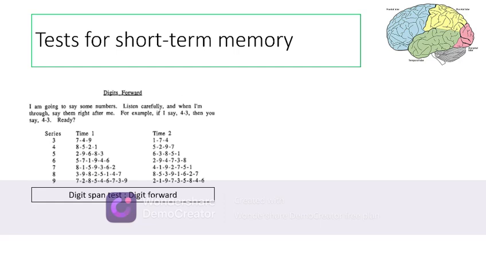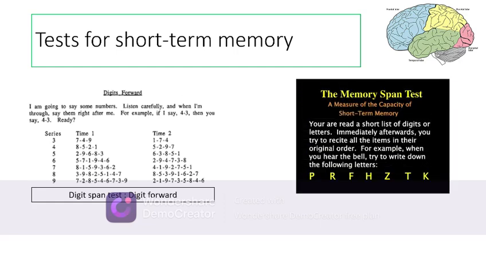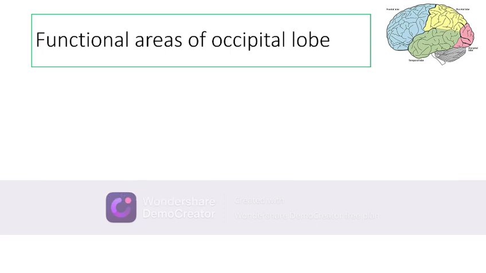As the examiner gives three digits, the patient has to register them in his brain and speak them out. And this serves as a test for the short-term memory or the working memory of the patient. Another way to do it is the memory span test, in which a short list of digits or letters is read to the patient, and then the patient has to recite them in their original order.